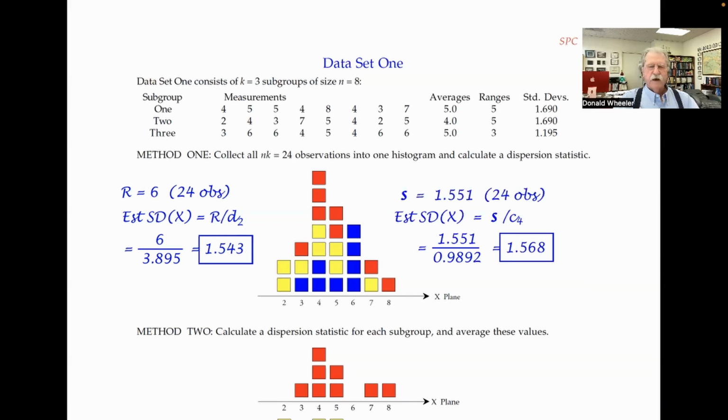So we've got a 1.55 and a 1.57. The original data are given as whole numbers. So these two estimates are pretty much tied, pretty much the same as each other. No practical difference here.